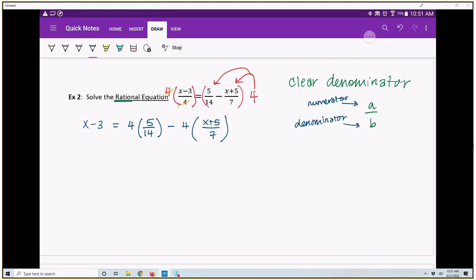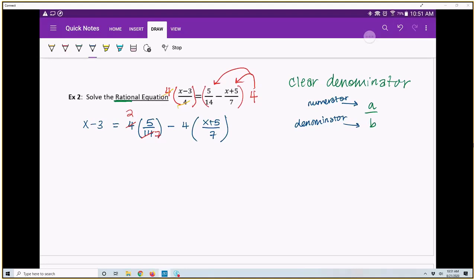So this is looking pretty good so far. I notice that I have a common factor here. 14 is divisible by 2 and 4 is divisible by 2. So let's go ahead and cancel that and make this 2 and make this 7.